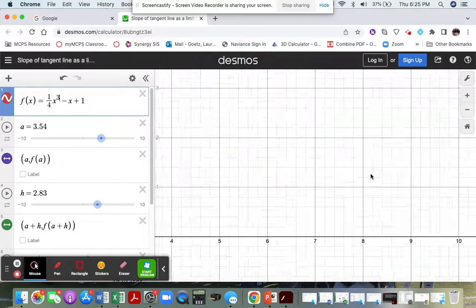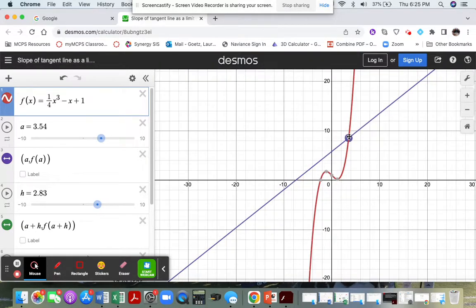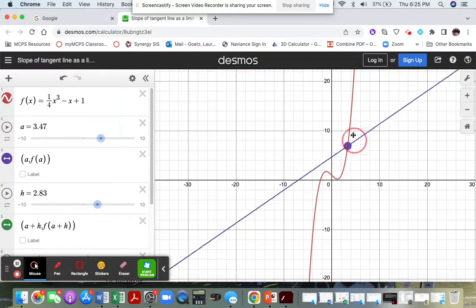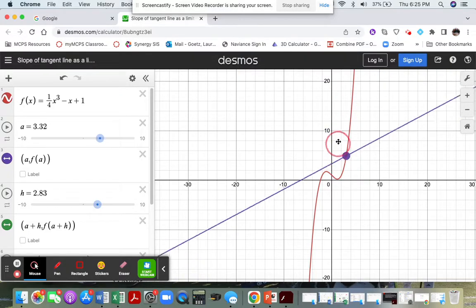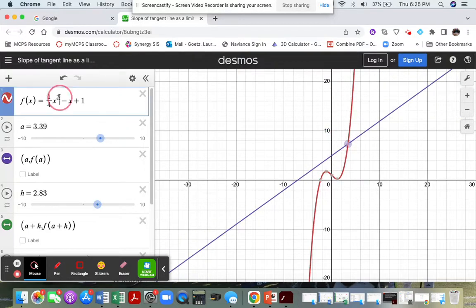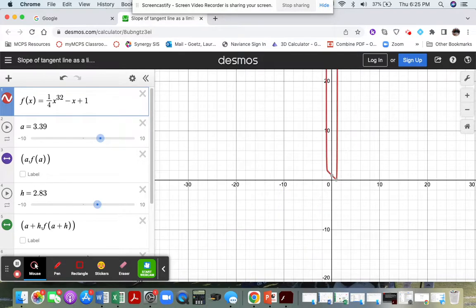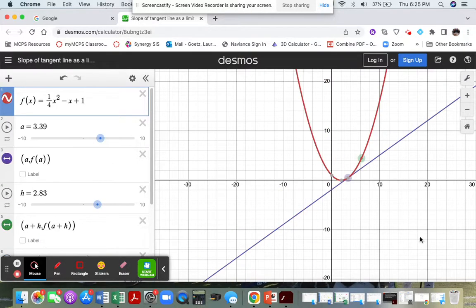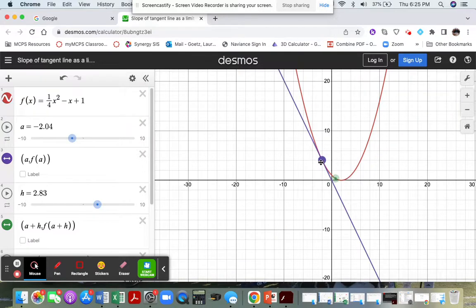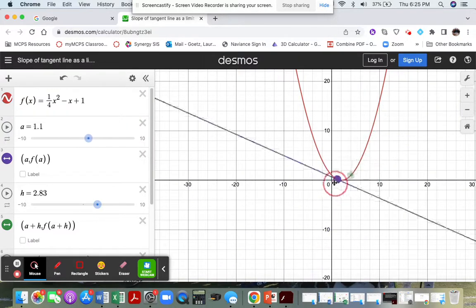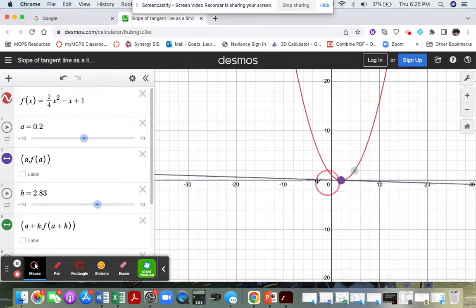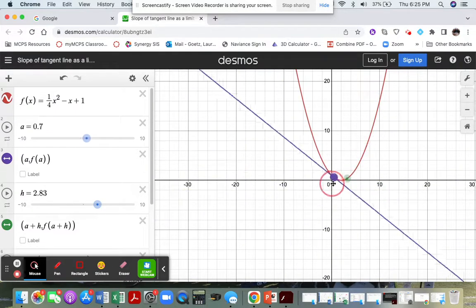What if this was x cubed? Oh, sorry, I guess I can't change that. It's not programmed to change it. So that's kind of cool, right? You can kind of see it surfing along. Okay, I'm done. You're done.